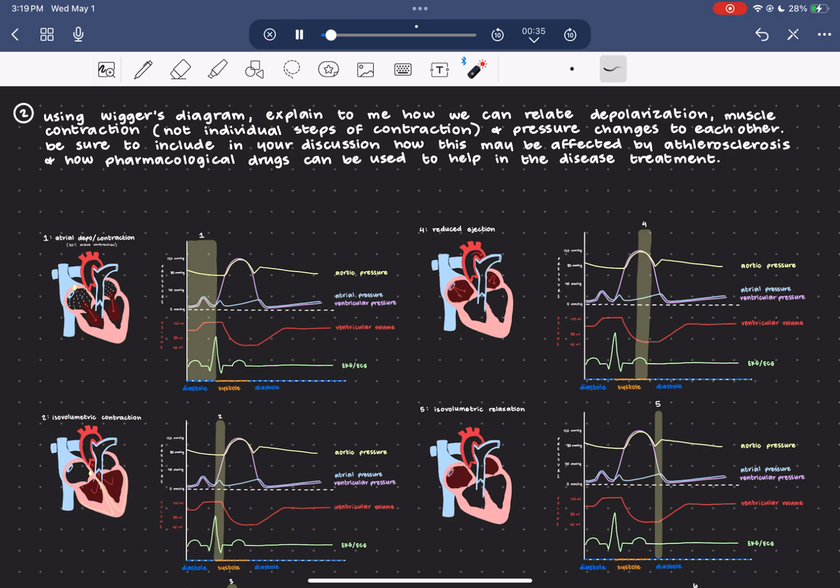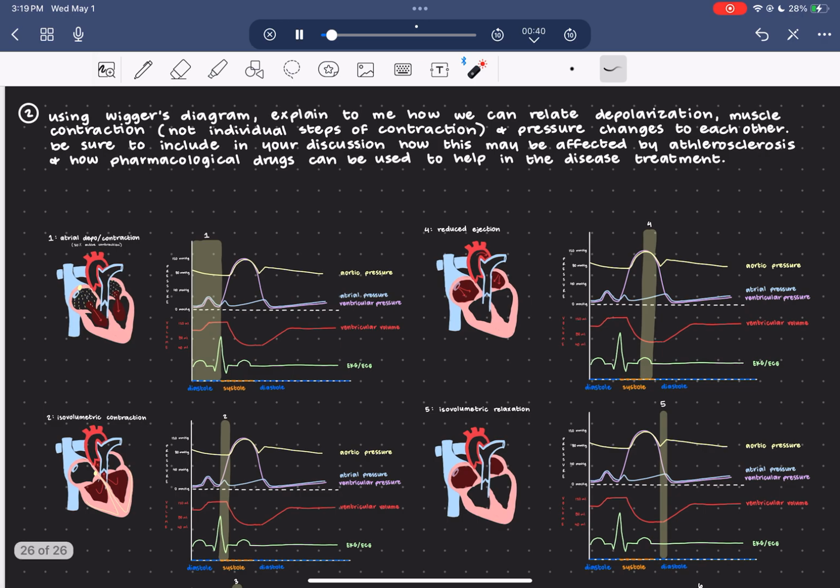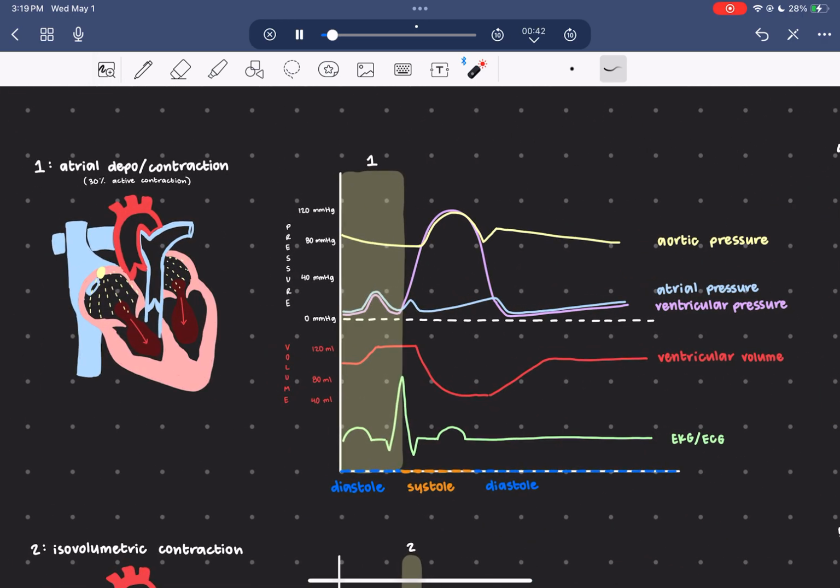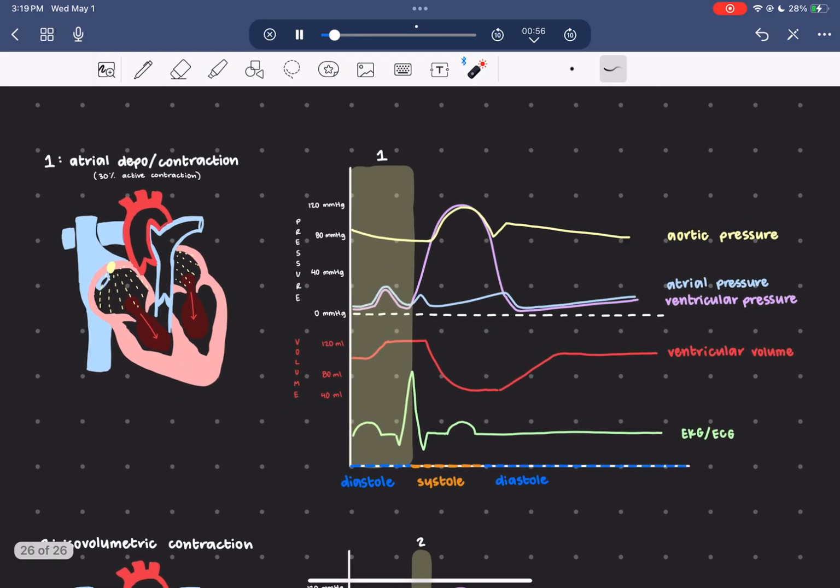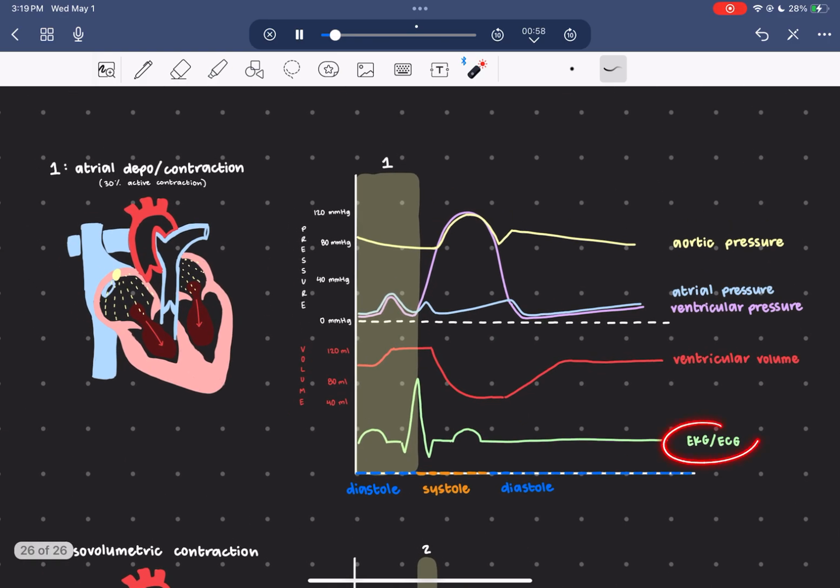So there are 6 different steps of Wiggers diagram. The first step is atrial depolarization, which is our 30% active contraction. In this highlighted section, actually first I'm going to talk about the layout of this graph. We have our EKG or ECG, ventricular volume, ventricular pressure, atrial pressure, and aortic pressure.